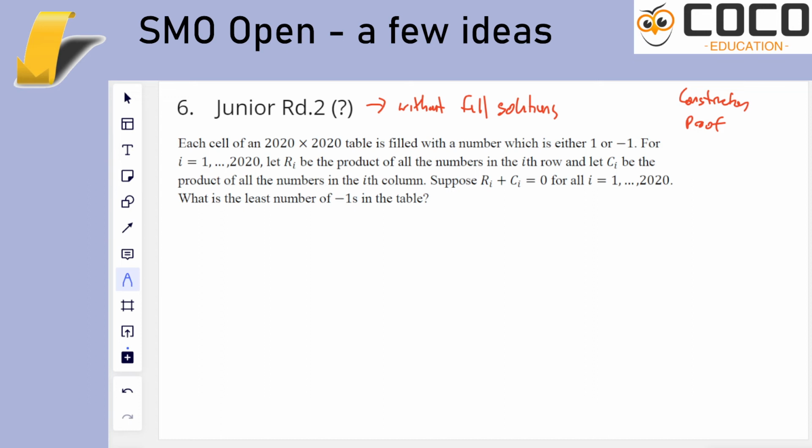This question tells you that there is a giant table with ones and minus ones, and the product of numbers in the first row and the first column add up to 0, second column and second row add up to 0, and so on. In other words, that your products all are going to look like a 1 and a minus 1.